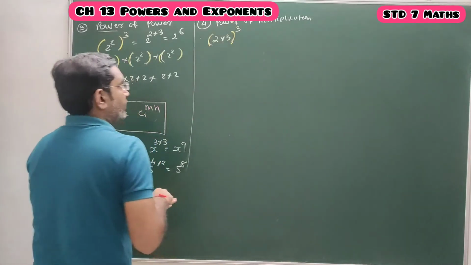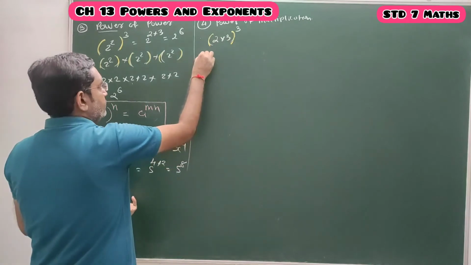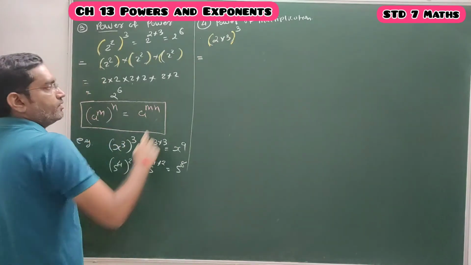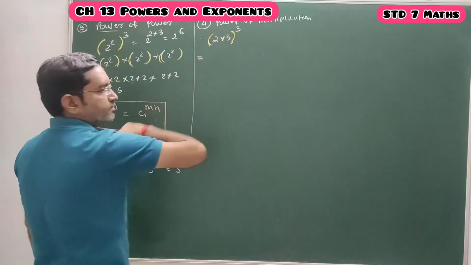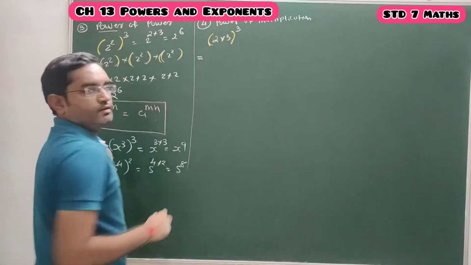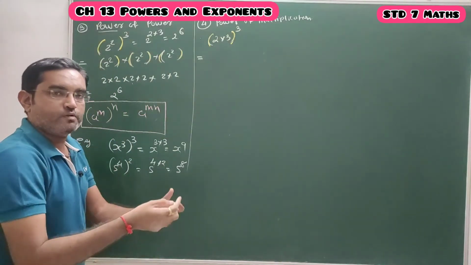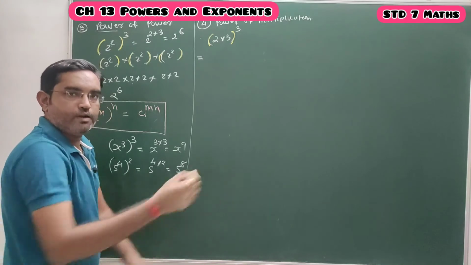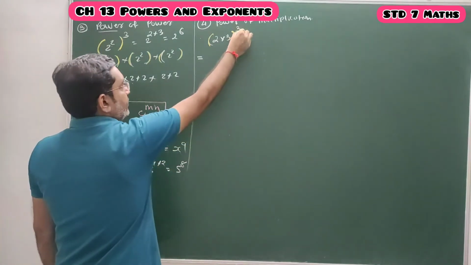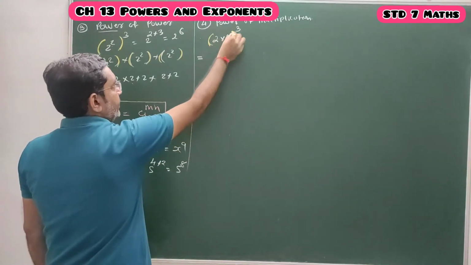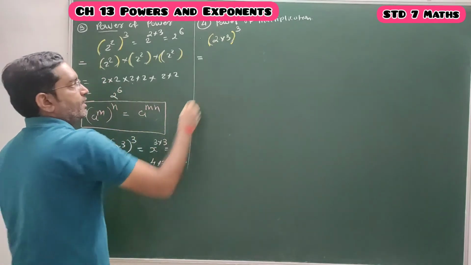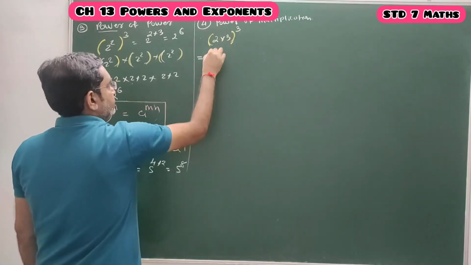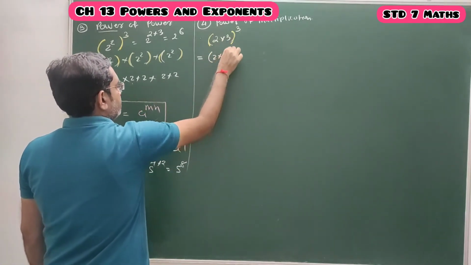So for repeated multiplication, what do you have to do? For repeated multiplication, we have to repeat this bracket 3 times, because the exponent is 3. Whatever the exponent is, that many times we multiply the base, we do repeated multiplication. So here the power is 3. So we have to repeat the multiplication of this bracket. How many times? 3 times. And 3 is the power. So it's 2 into 3.